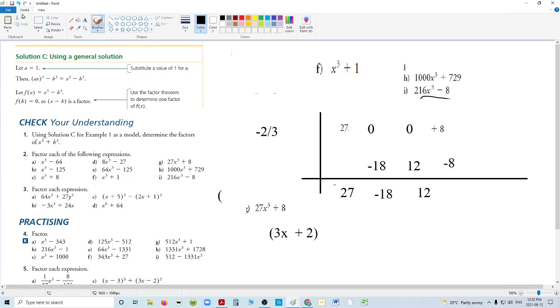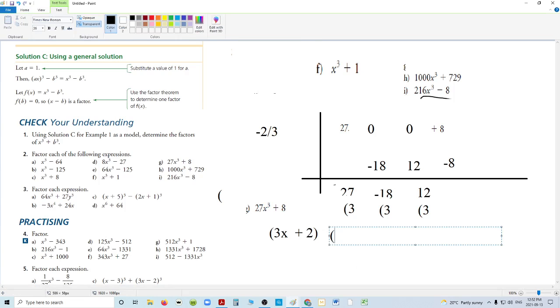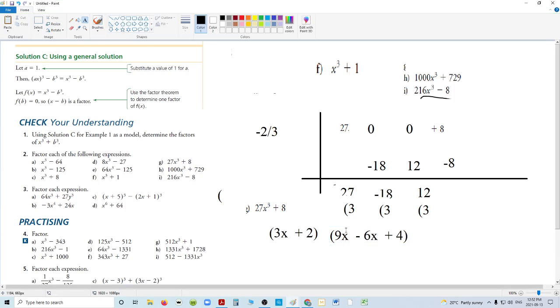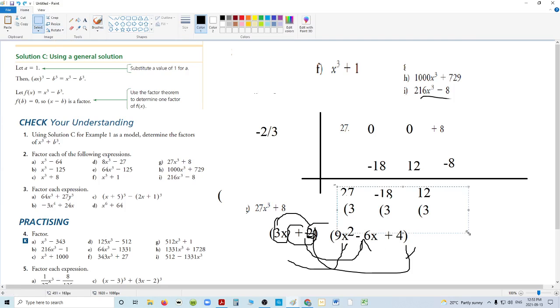Now normally I'd stop there and use those as the coefficients in front of my new factor, but I have to remember they're each going to get divided by the number in front of x. So I'm left with 9x squared minus 6x plus 4, which makes sense because the general formula says I square my first number to put it there, I square my last number to put it there, I multiply them both by each other and put the opposite sign here. So it works.